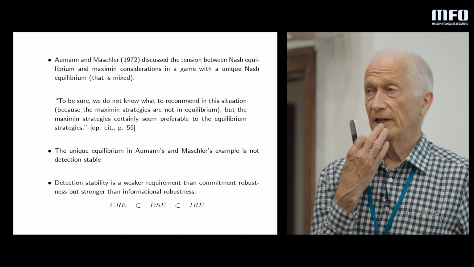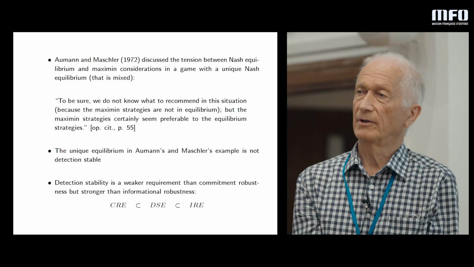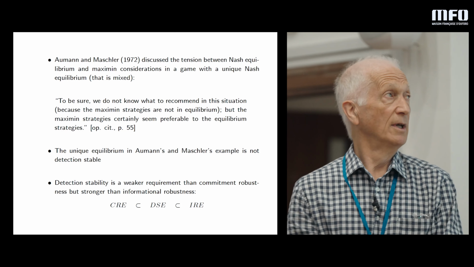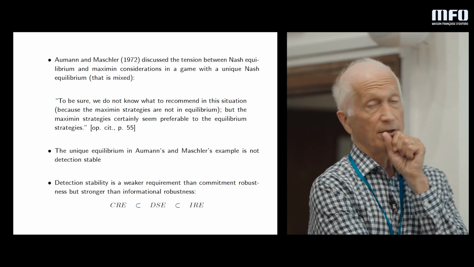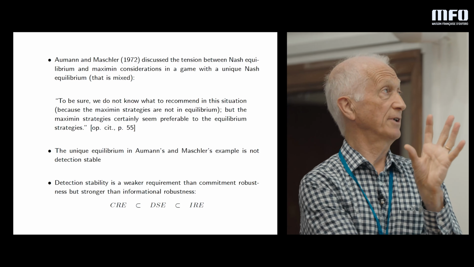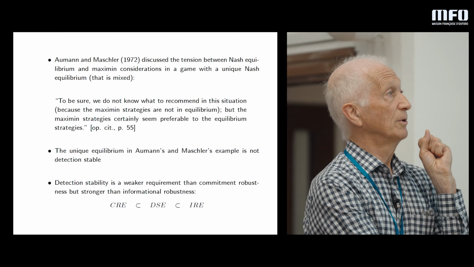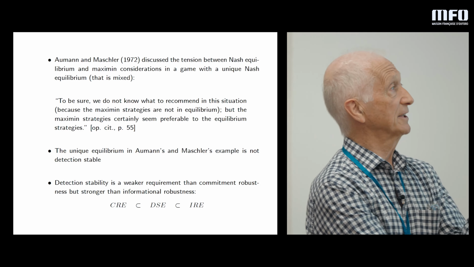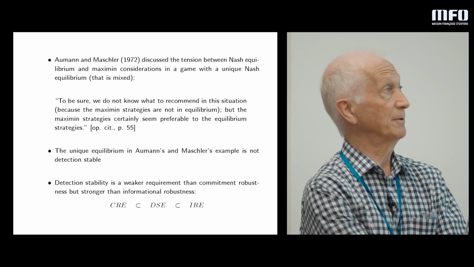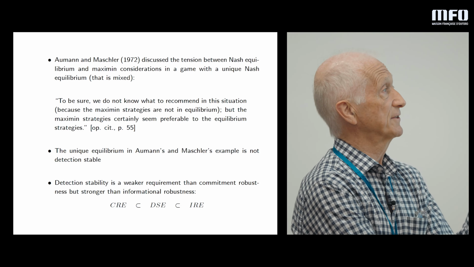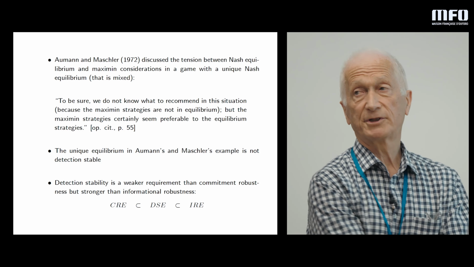Now, Aumann and Maschler then talked about Nash equilibrium compared with max-min. And they were considering a non-zero-sum game where there was a tension. And then they said about that game, to be sure, we do not know what to recommend in this situation, because the max-min strategies are not in equilibrium. It was not zero-sum. But the max-min strategies can certainly seem preferable to the equilibrium strategies in that game.